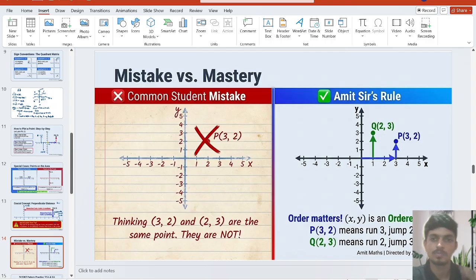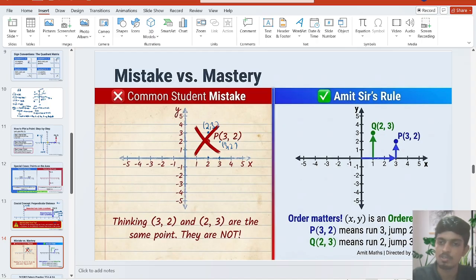Here is a common student mistake. P of (3, 2). Students think (3, 2) and (2, 3) are the same point. They are not, because for (3, 2), we move forward 3 and then jump to 2. And (2, 3) means we move forward 2 and jump to 3. Both are distinct, so you cannot say they are the same. So this is incorrect.